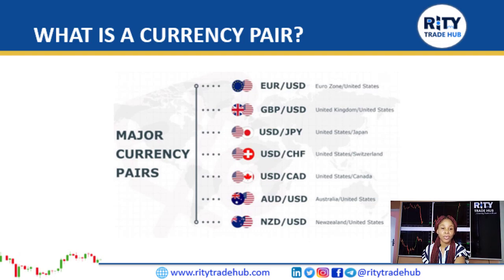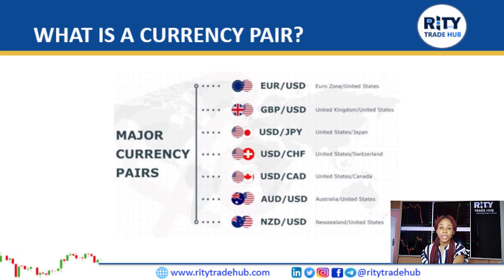We have the Euro USD, we have the GBP USD. These currencies are traded in pairs. The euro is a single currency, USD is a single currency, that is the United States dollar is a single currency, and they both come together to make a pair. They are referred to as the majors because they are the most widely traded ones and represent some of the world's largest economies.